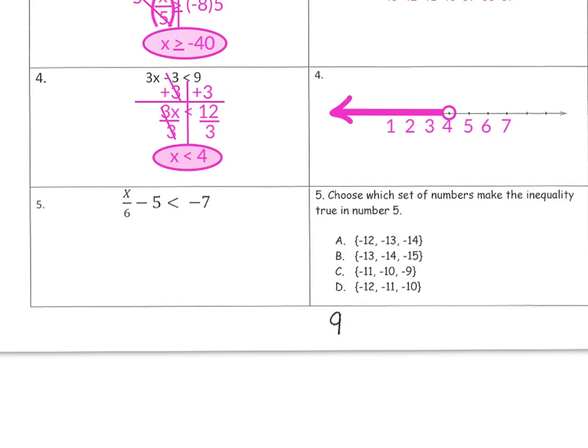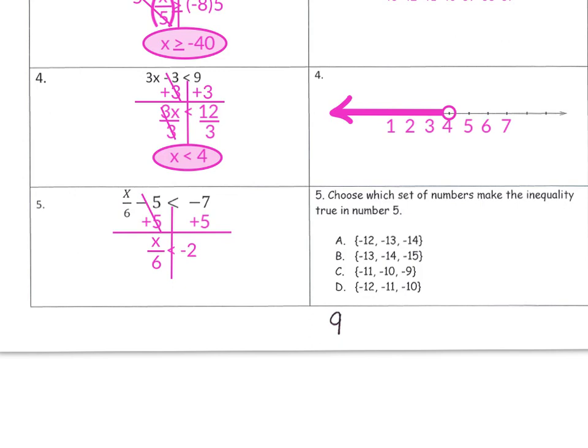Okay, let's try number 5. So again, I'll start with that line down the inequality. X is being divided by 6 and then subtracting 5. So the opposite in the opposite order. So instead of that subtracting 5, we're going to add 5 to both sides. So then we have the -5 plus 5 will cancel. On the left side, I'm left with x divided by 6. And then on the right, -7 plus 5 gives me that -2.